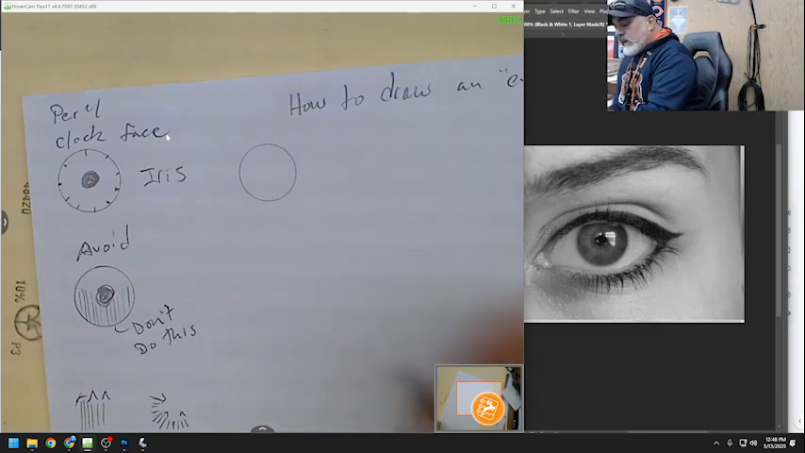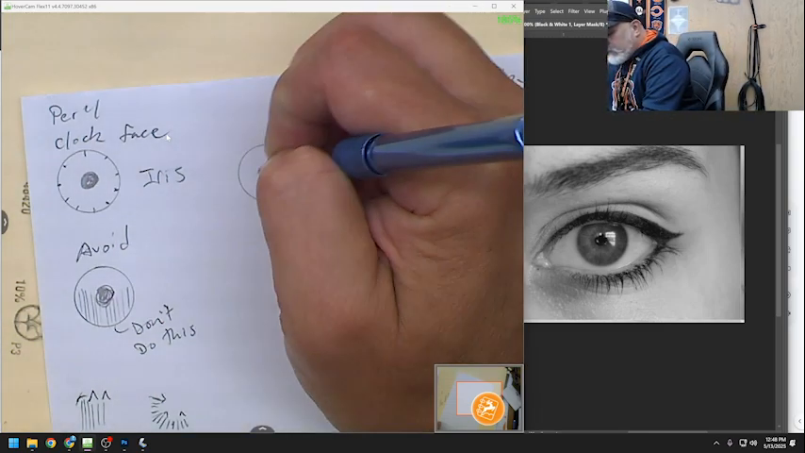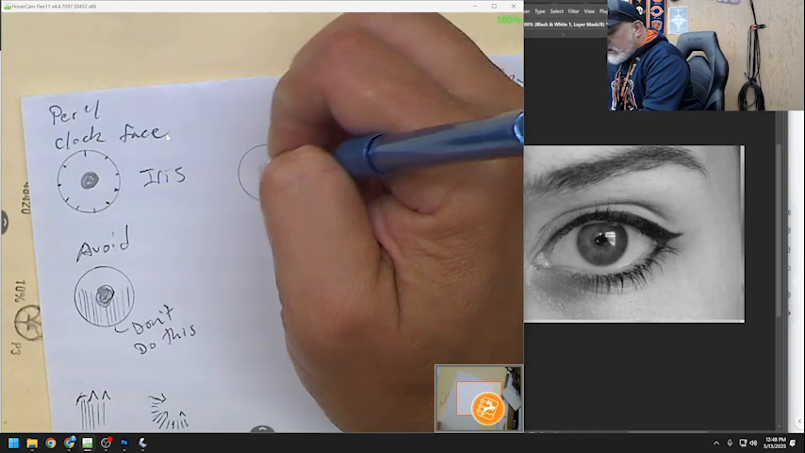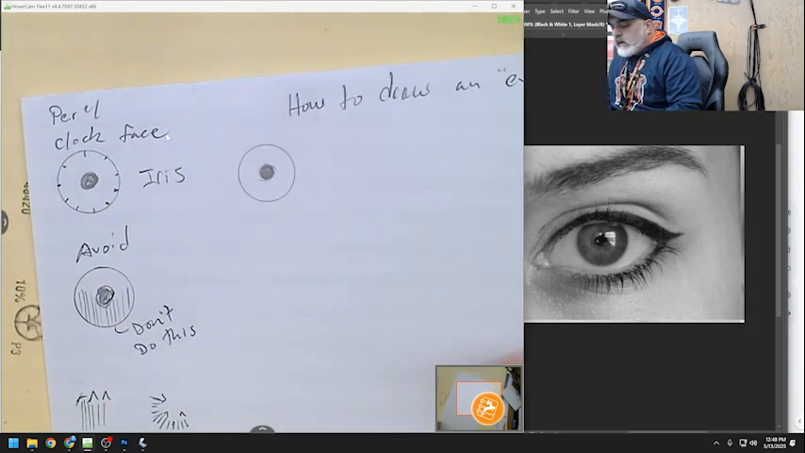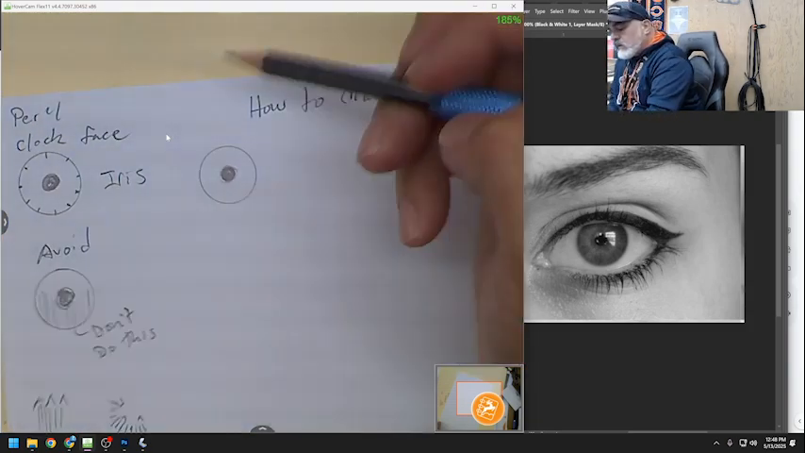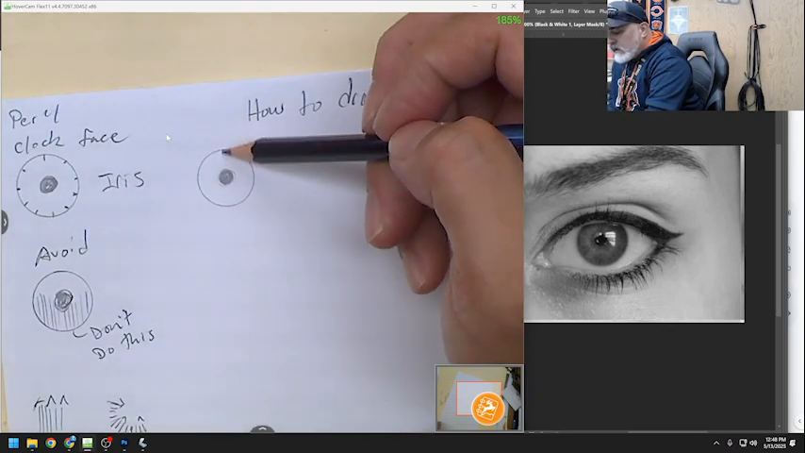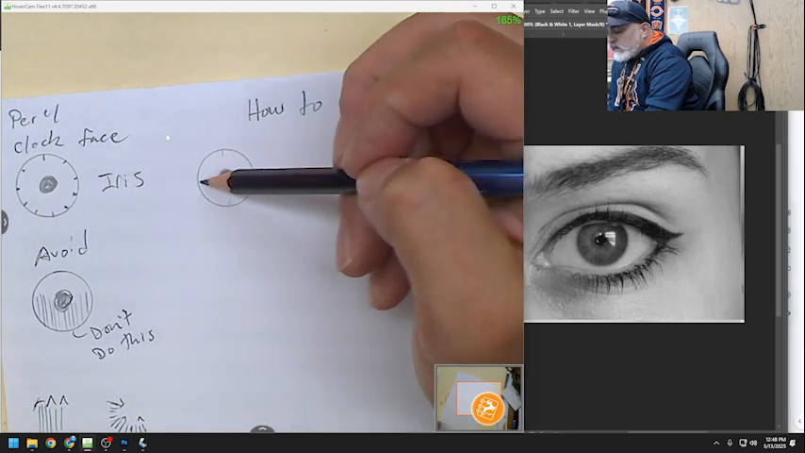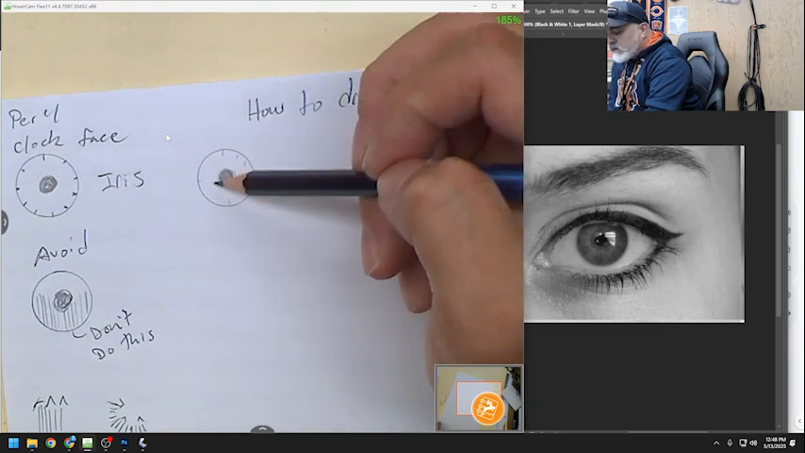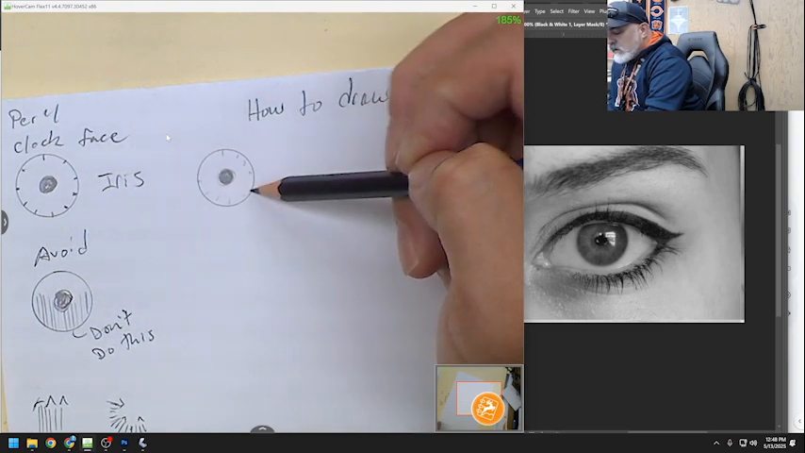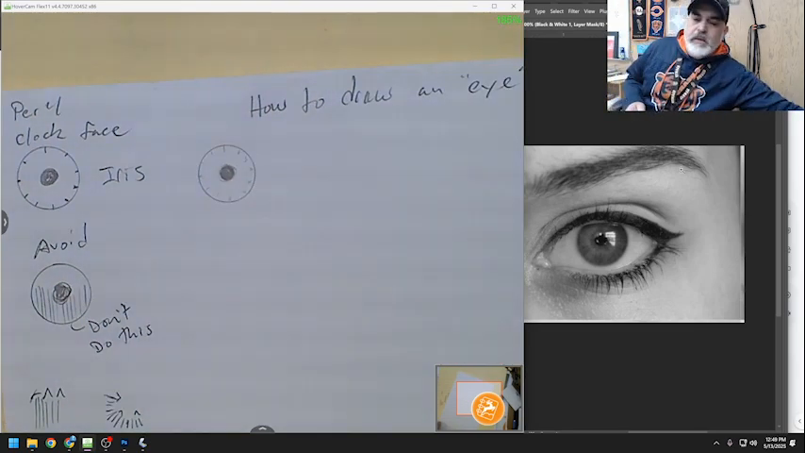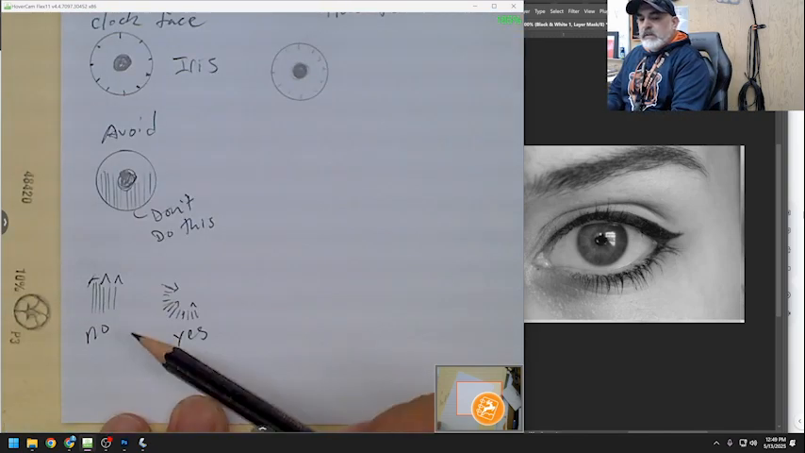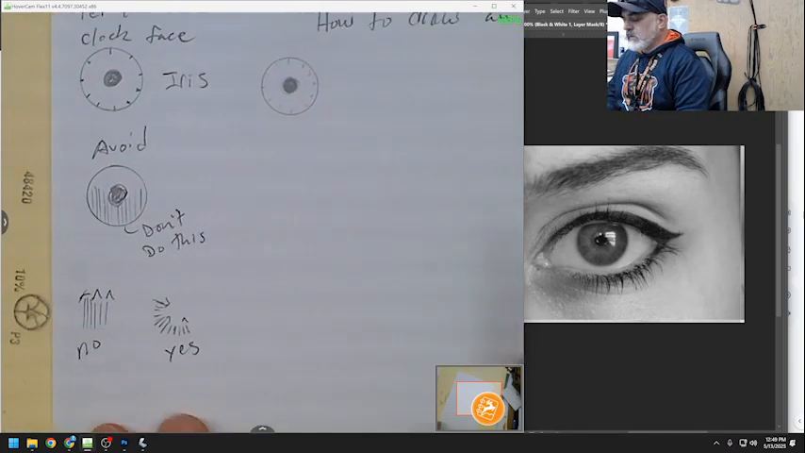So I'm going to indicate a pupil. And then we're going to talk about the different parts of an eye. Okay, so the first thing I want to do is I want to just lightly indicate. And what these lines are going to do is they're going to help us make sure that when we're rendering in 360 degrees, that we avoid doing this and this, because this is what we really want to avoid.